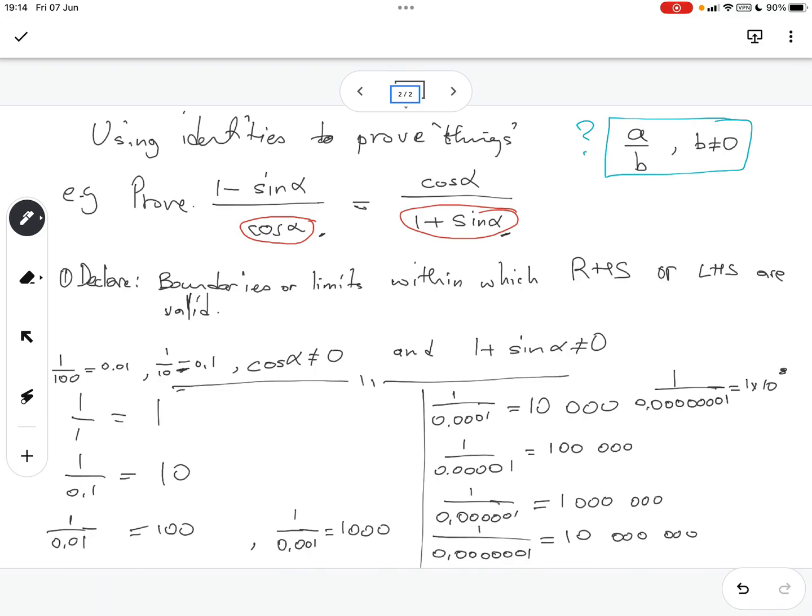7 is 100 million. So how many zeros is that? 6, 7, 8. 10 to the power 8, yes? Then what's 1 divided by that?